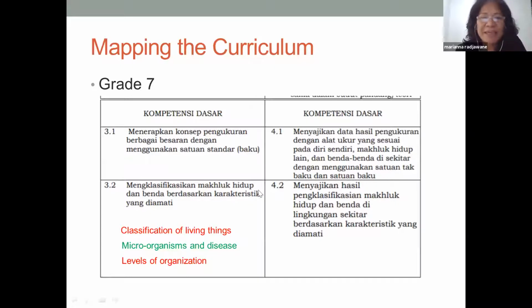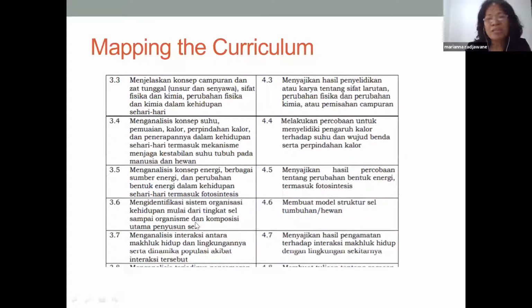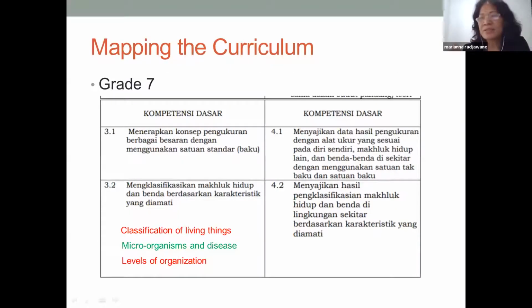Classifying living things and non-living things based on the characteristics that are observed. So you have here, let's say, living things and their characteristics. Then we have another one, 3.6, which is about the organization of the cell: from cell, tissue, organ, and system of organ. Actually, you can combine this with the classification of living things, because one characteristic of living things is having cells. So you can combine it, you compress it.